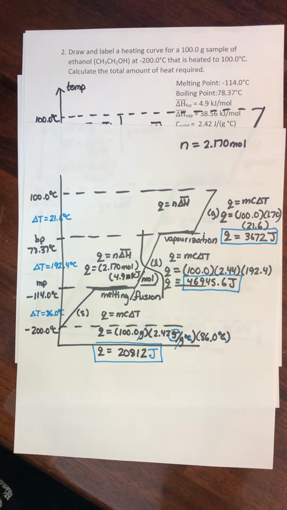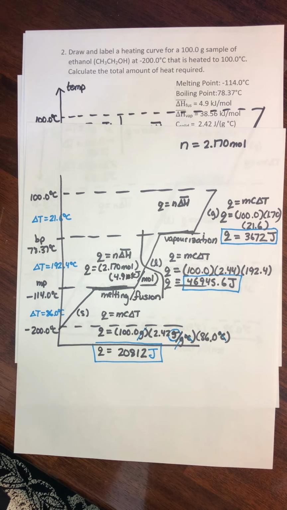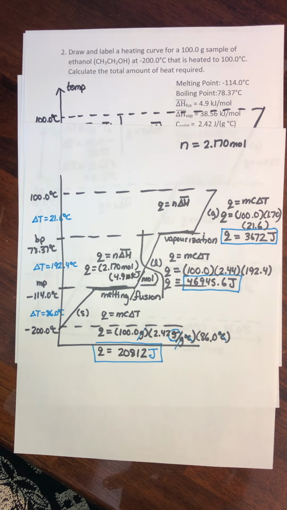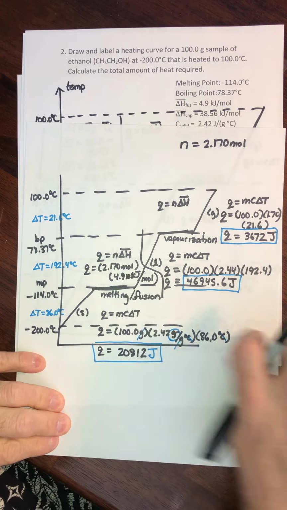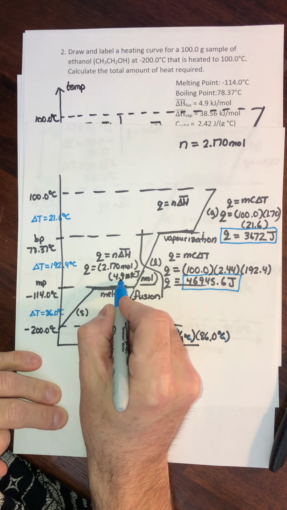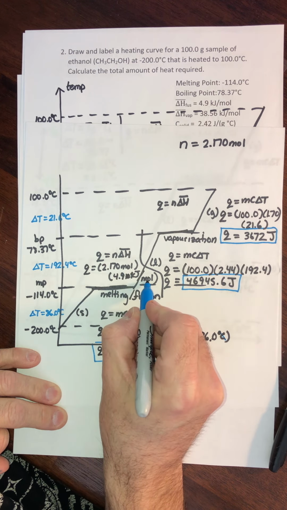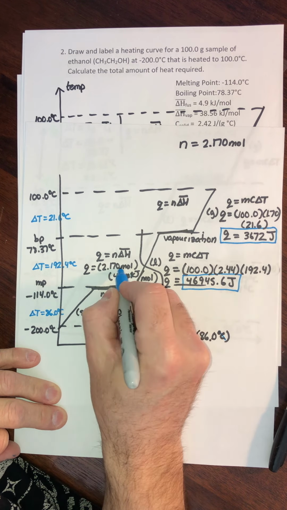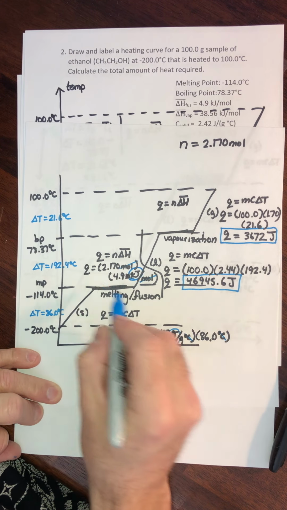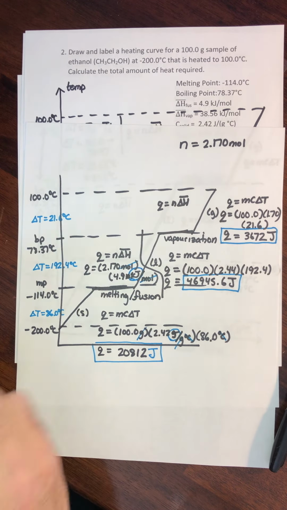Sorry about everything getting crushed together, but that's why I was saying you want to make as big a graph as you can, because there's a lot going on. So if I look at this, I'm going to have the 2.170 moles times the 4.9 kilojoules per mole. I've got moles in the numerator and per mole in the denominator, so they'll cancel and it'll leave me with just units of kilojoules. So when I multiply these two together, I will get it in kilojoules.